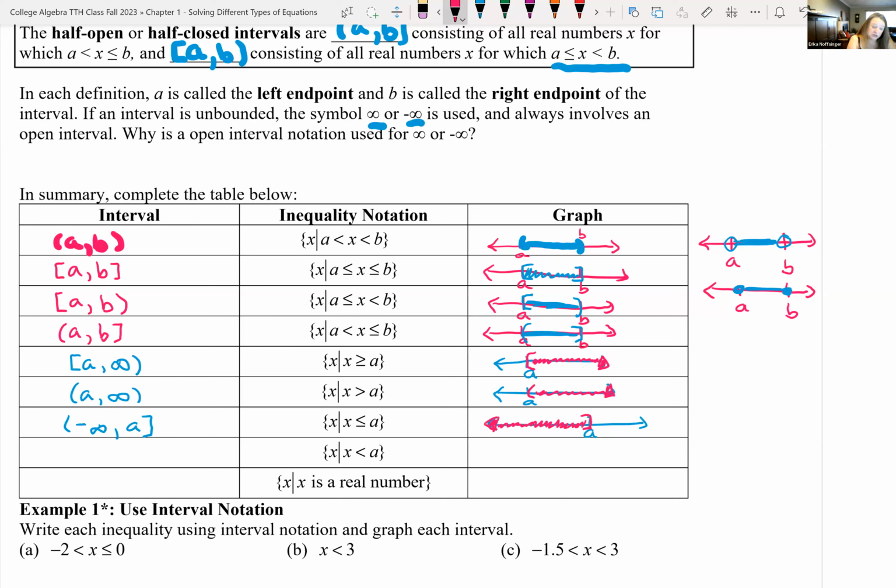Where if x is strictly less than A, then we're going to have, again, parenthesis, negative infinity, comma A, not including A, so we put a parenthesis there. Locate A, put a parenthesis on A, and shade everything to the left.